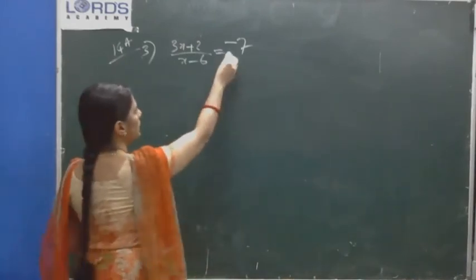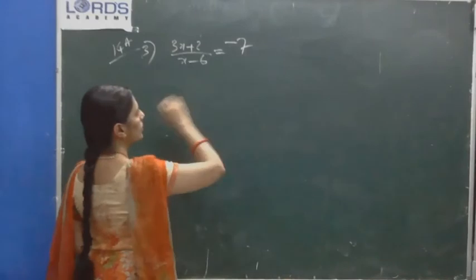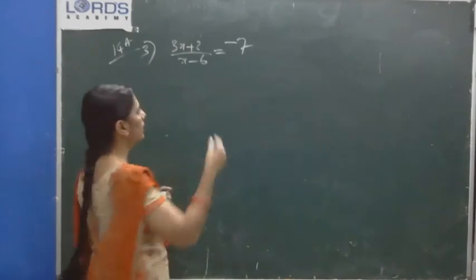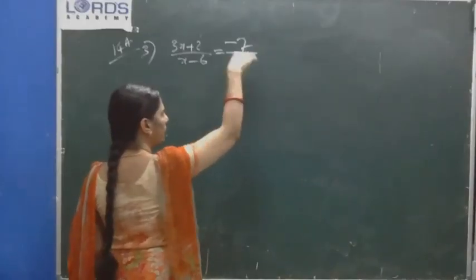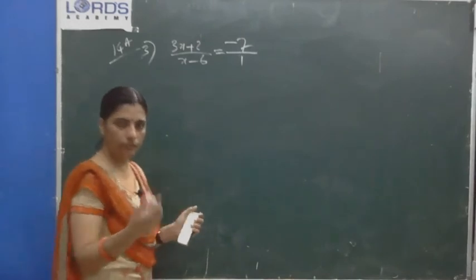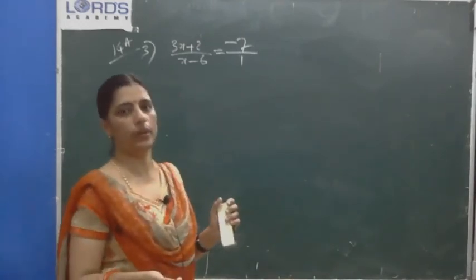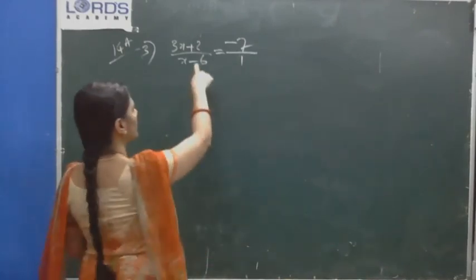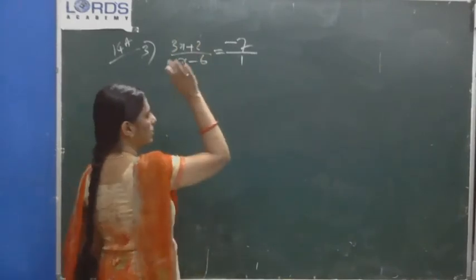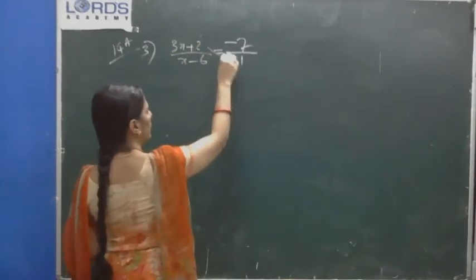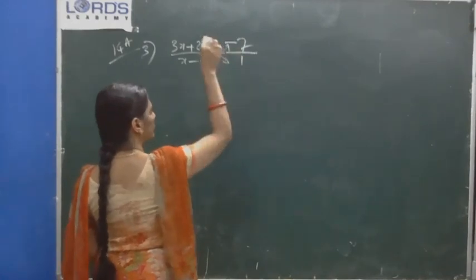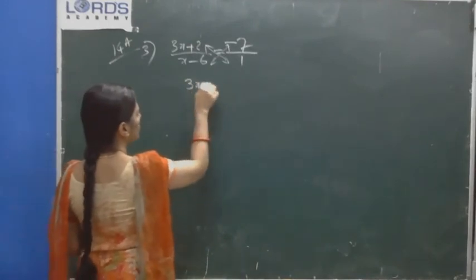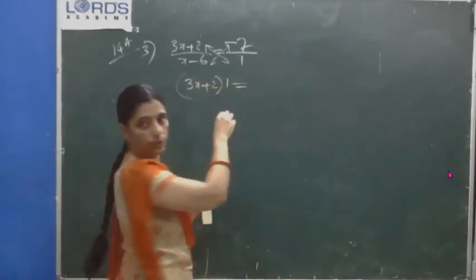Okay. How to do this question? What to do? Cross multiplication. Here, if you want, you write by 1, no problem. If you want the fraction on the right side also, you write by 1. Now, can you cross multiply? Even if 1 is not there, you can cross multiply this and this as such. Those who have doubt, ask me. Okay, cross multiply. 3x plus 2 into 1 equal to.